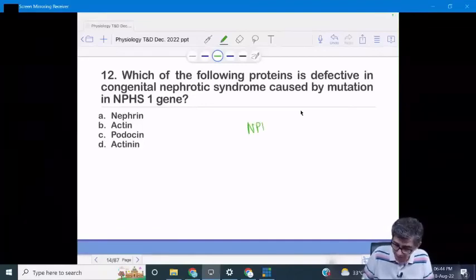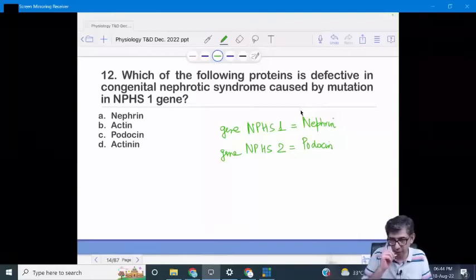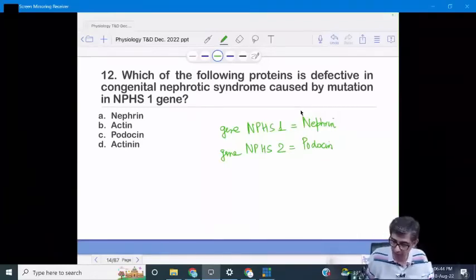There are two genes which are involved. I think I've taught you this in pediatrics also, NPHS1 and NPHS2. The one that comes first, NPHS1, codes for the nephrin protein, and NPHS2 comes later, like the alphabet P comes after N, so it codes for podocin. And where are these nephrin and podocin? They are related to podocytes, which are going to regulate the protein leakage.